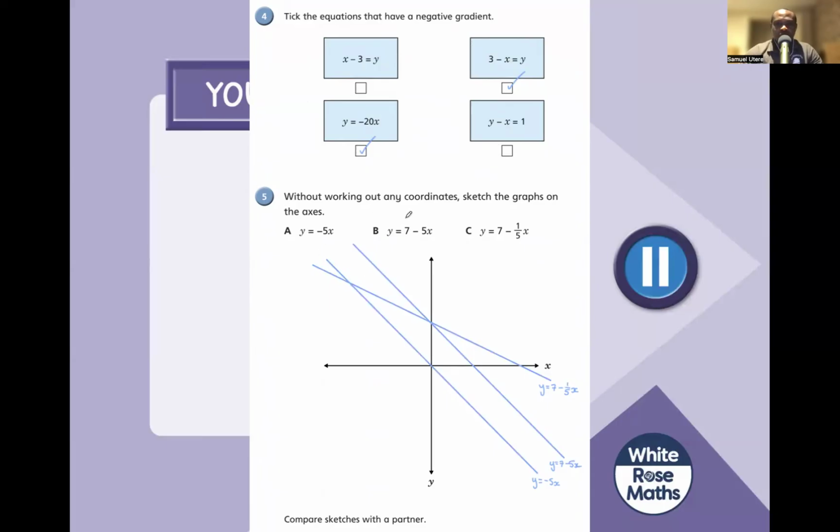Next, you are asked, without working out any coordinates, sketch the graph on the axis. So we know that these would have negative gradient. All right. While these will have negative gradient as well.